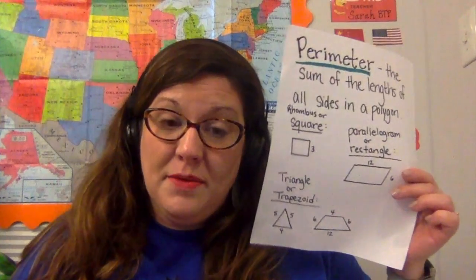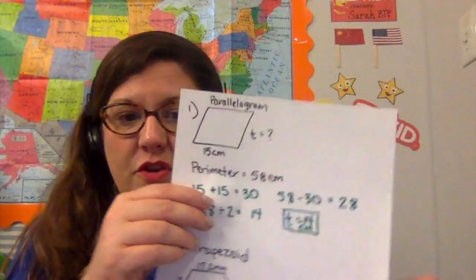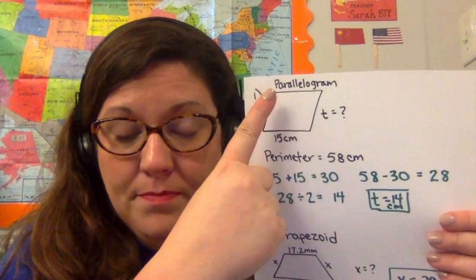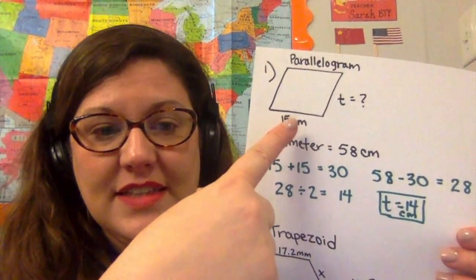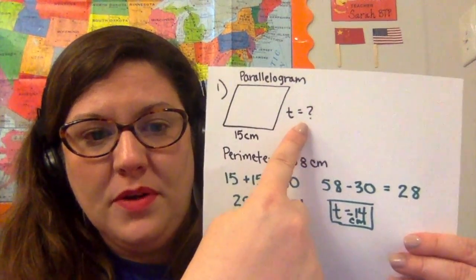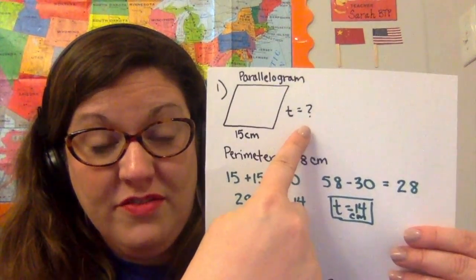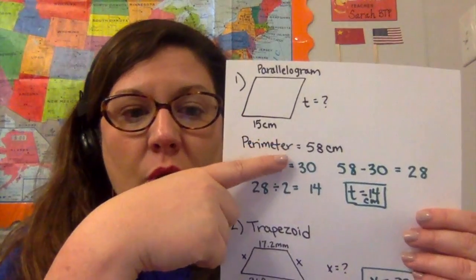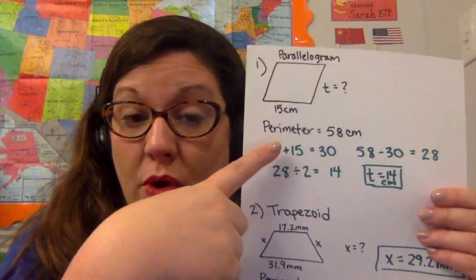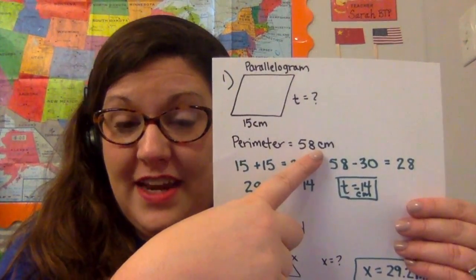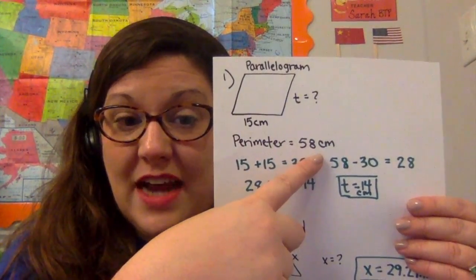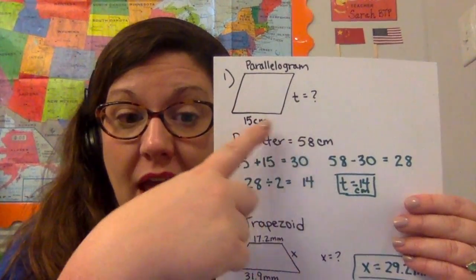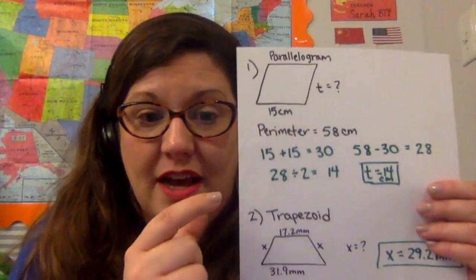So we're going to look at some examples of each of these. And I'm really just going to talk you through some of the things that I thought were harder in the lesson. So let's look at this first example I've pulled out. We've got a parallelogram, and we are told that this side length is 15 centimeters, and we're supposed to find the other side length of t centimeters. We're given the information that the perimeter of the entire figure is 58 centimeters. So this time, you're told the perimeter and one side. You have to find the other side.